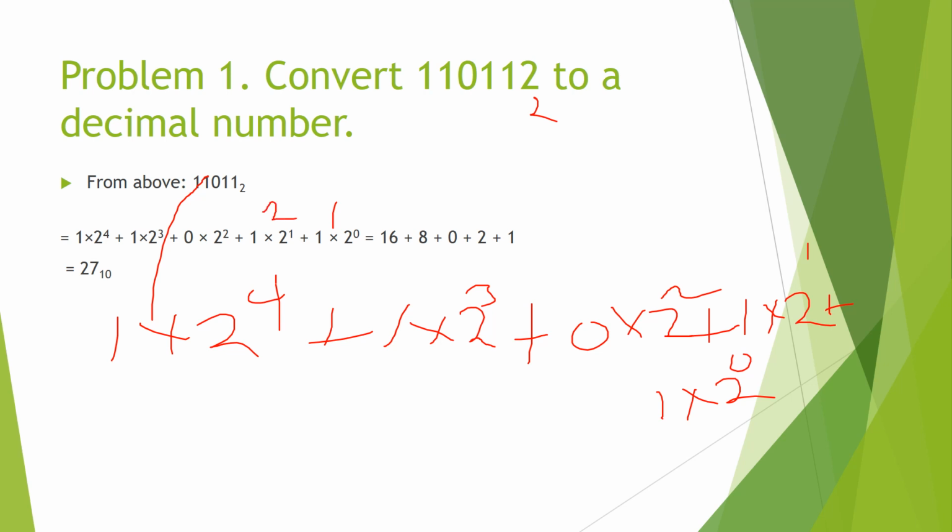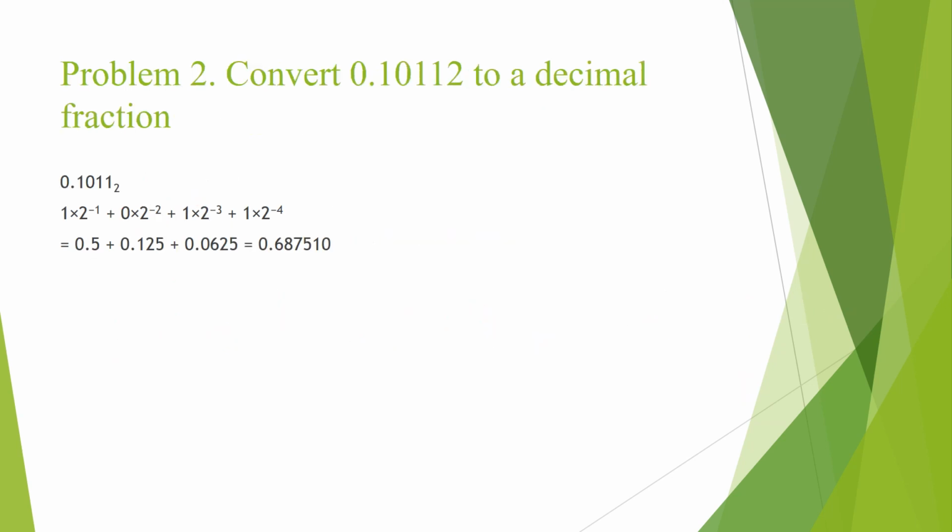And then this one gives us a 0, because 0 multiplied by any number will always give us a 0. And here 1 times 2 raised to power 3, this one is an 8. And here this one is a 16. And if we add the 16 plus 8 plus 0 plus 2 plus 1, we get 27 base 10. In problem 2, we can convert it still.